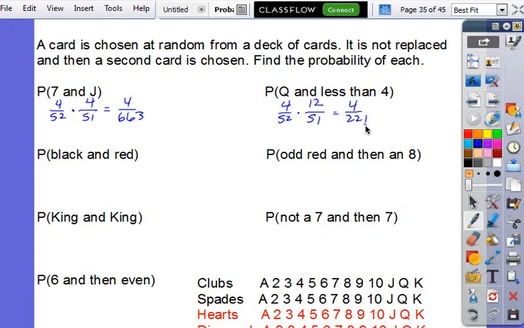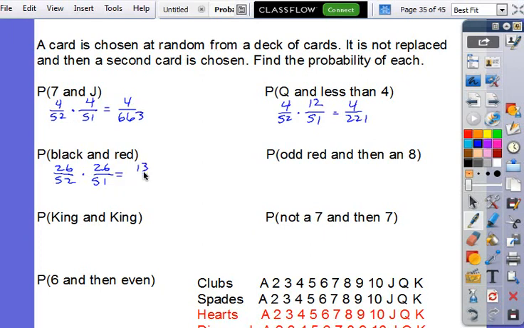Black and then the red. Well, black is 26 out of 52. Red is 26 out of 51. What do we get? 13 over 51.